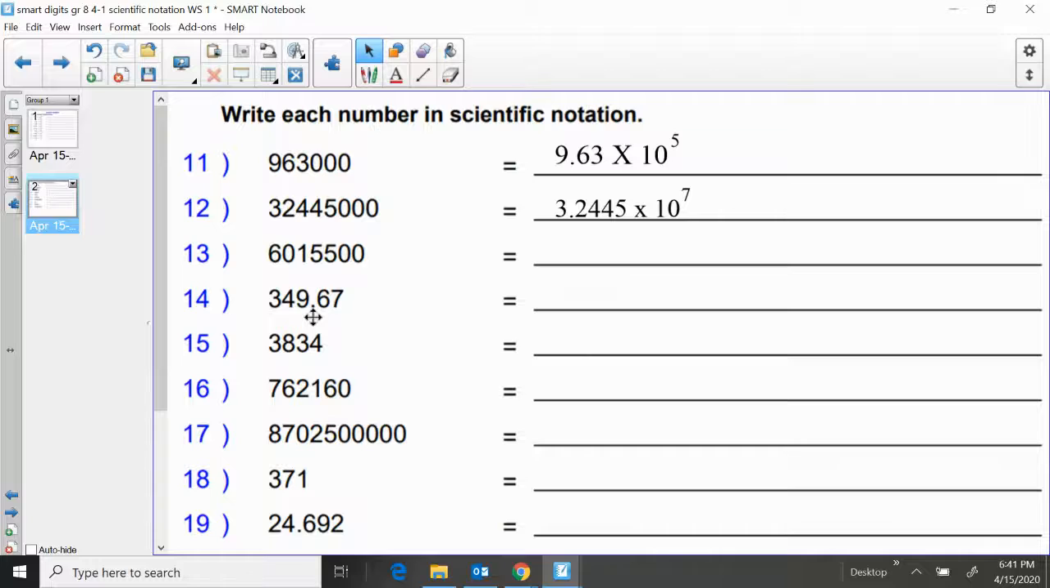They have a decimal point here. And remember I said you have to imagine that the decimal point is here. So how did it get from here to here? So my answer is 3.4967 times 10 to the 2nd power.